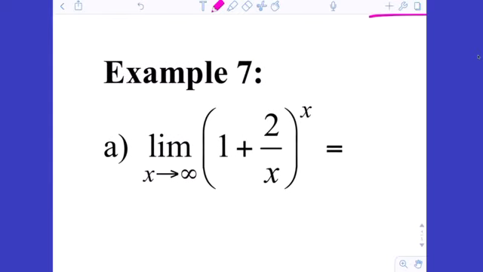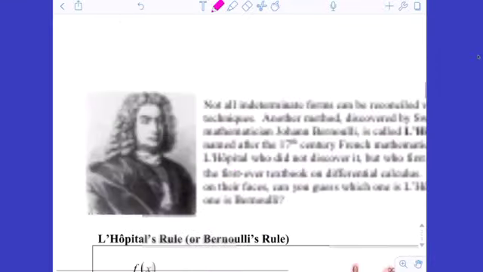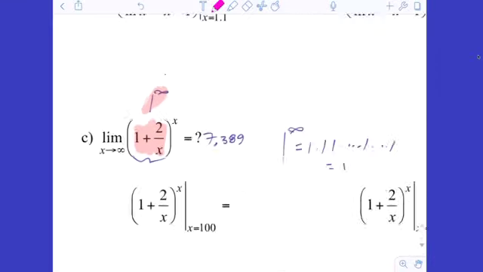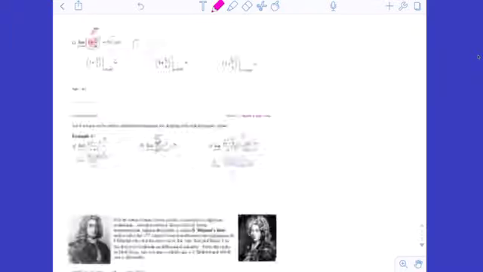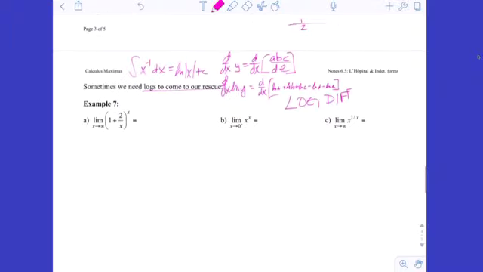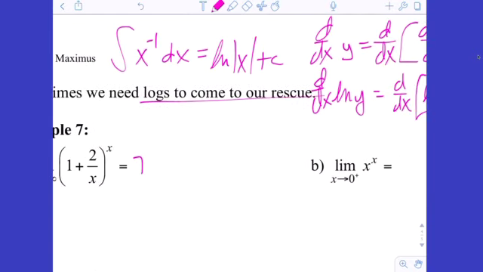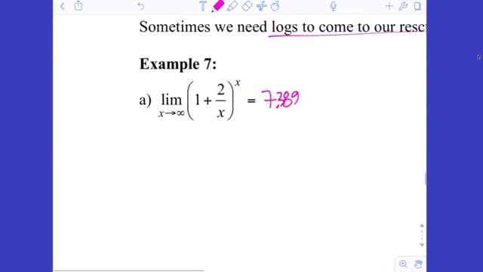Direct substitution. We've seen this guy already. Let's come back up here. This was like 1 part C, right? This was kind of the funky one. It came out to be 7.389. That was kind of an awkward number, 7.389. Well, I guess we're going to get that again.